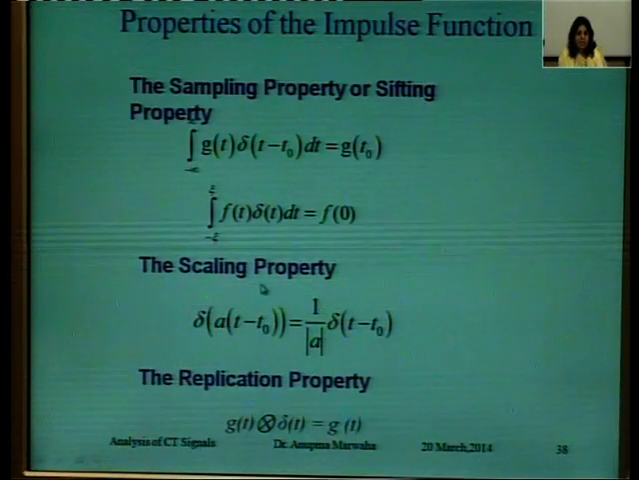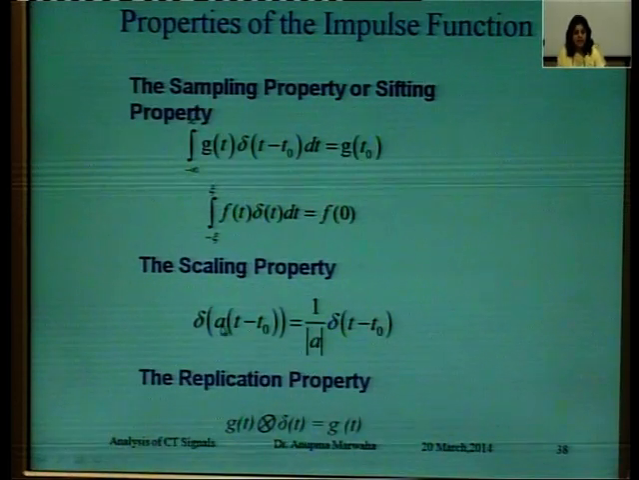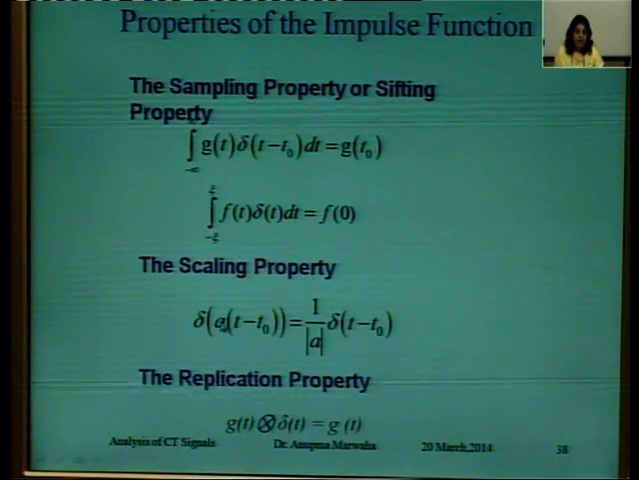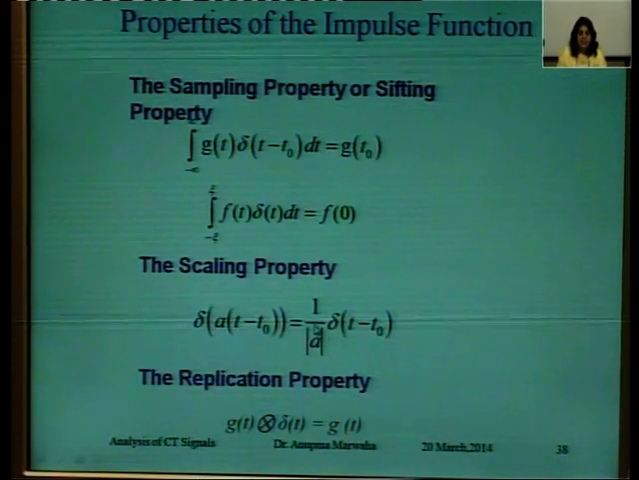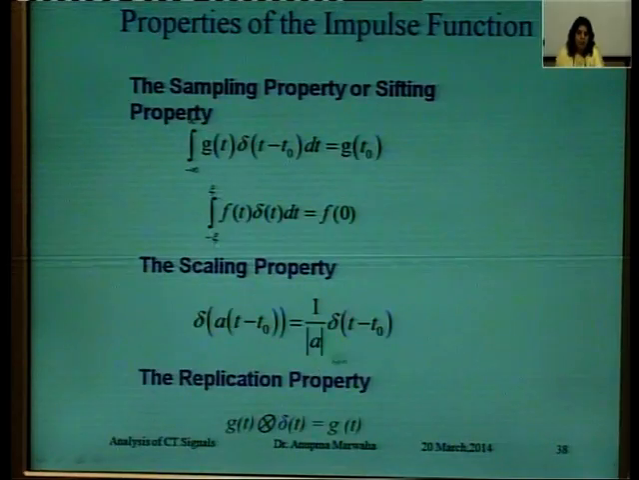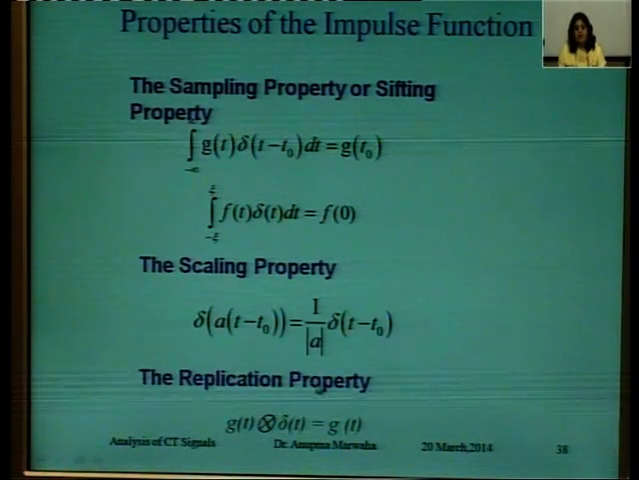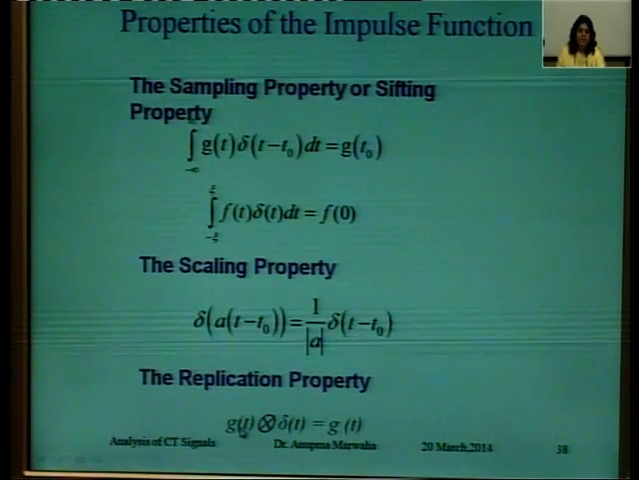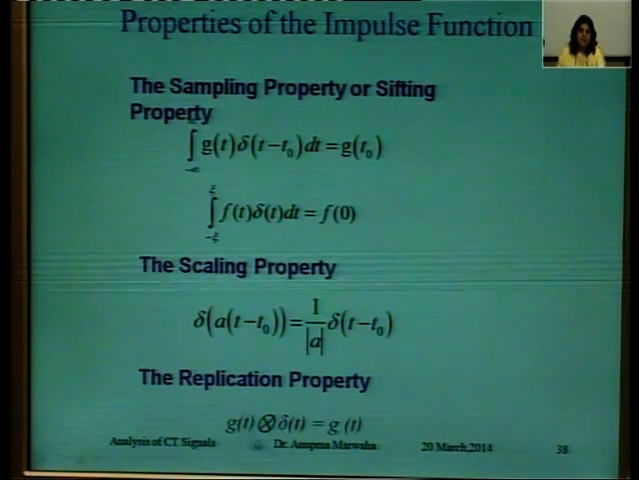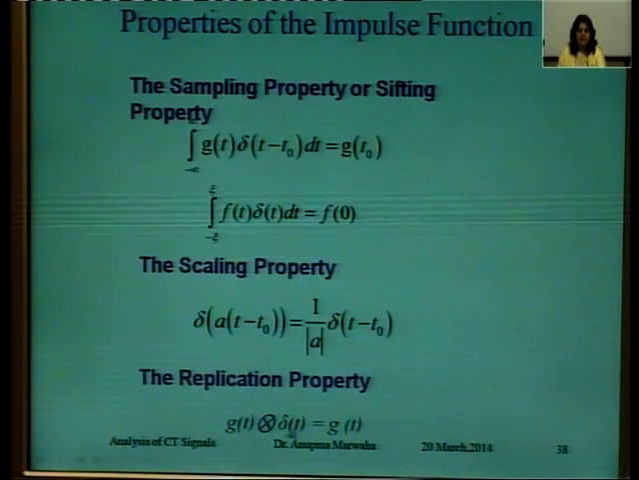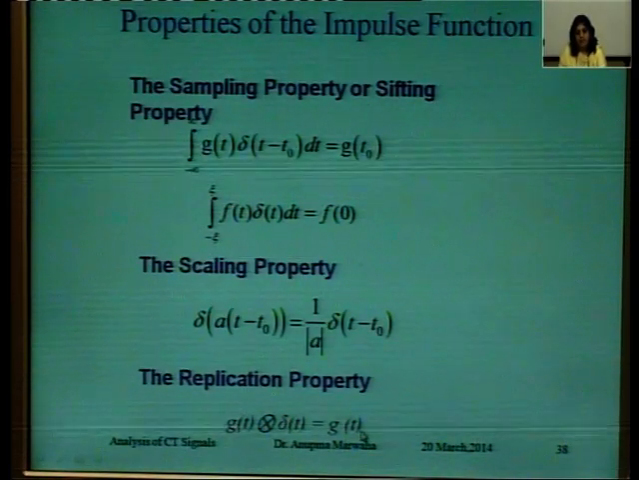The next property is the scaling property. It says that if we have a scaling factor in a unit impulse function, then delta of a t minus t naught is simply equal to 1 upon mod a, delta t minus t naught. The next property is the replication property, according to which if we take the convolution of any function with the unit impulse function, then it is equal to the function itself.